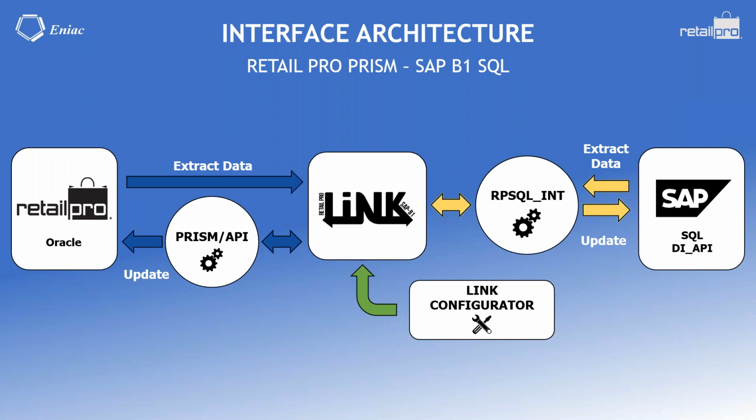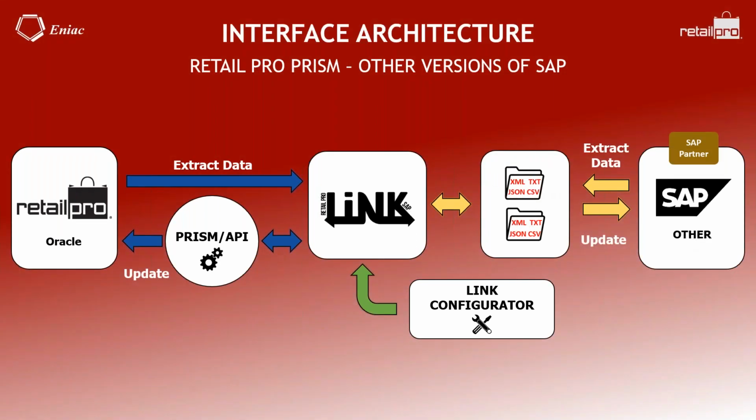Also, 98% of our customers are SAP Business One. We have a couple of customers that have another version of SAP, for example, ECC 6.0. The only difference is that on the left side, you will see that we use the Prism API to update and extract the data from the Oracle Retail Pro database. The other difference is that these versions of SAP do not have a middleware for accessing the database. We prefer to work with a specialized SAP partner, and we exchange data with shared files.